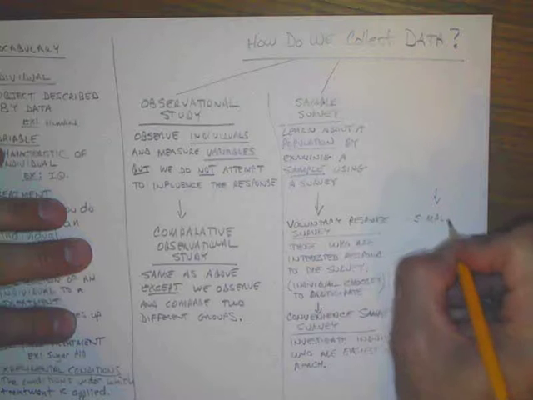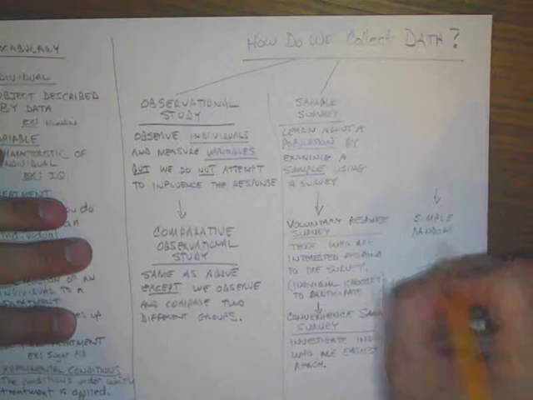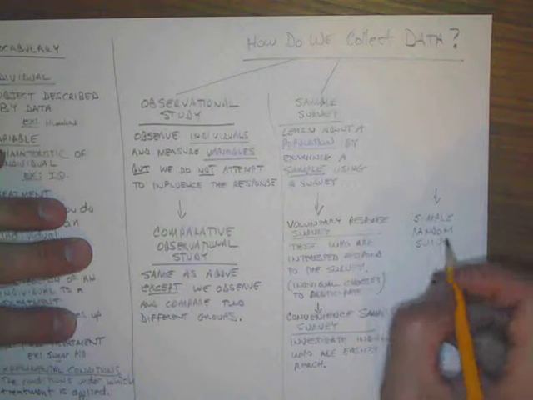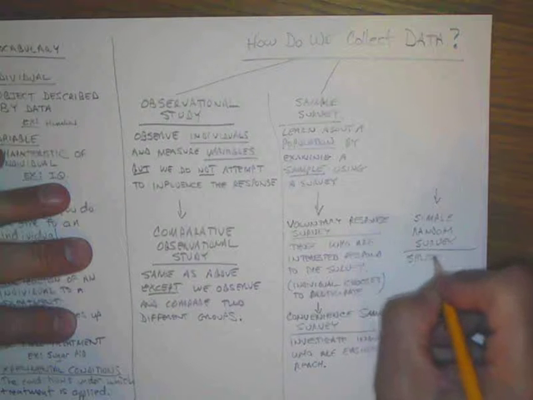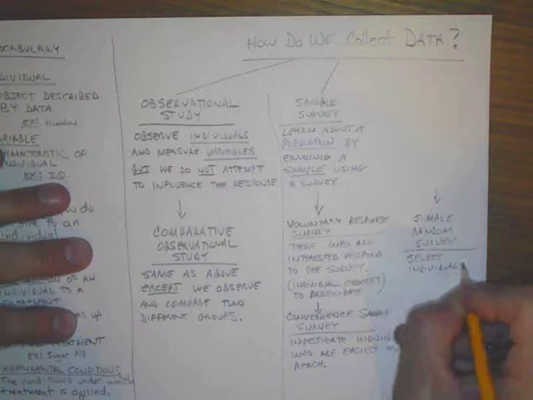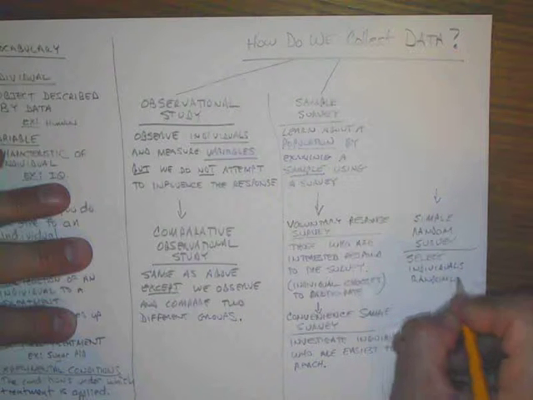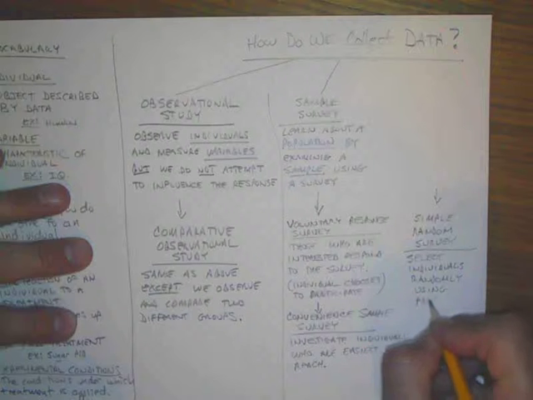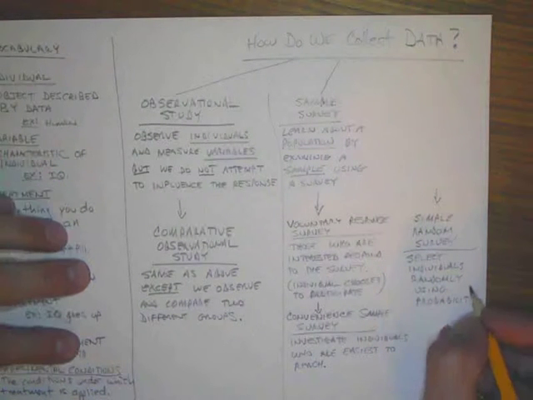The next type is a simple random survey, and in this case you select your individuals randomly using probability, like a random number generator.